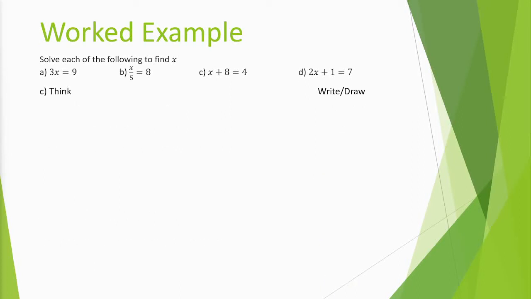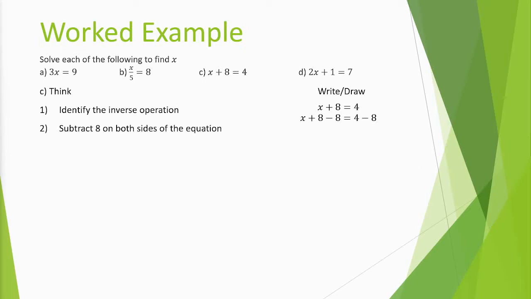Now let's work on question C. Again, we're identifying that inverse operation. Now we've got a plus 8 there. So the opposite of plus 8 is going to be minus 8. So I'm going to subtract 8 from both sides. And then I'm going to simplify it so I can cancel out that plus 8 and minus 8. And I'm left with just minus 4.